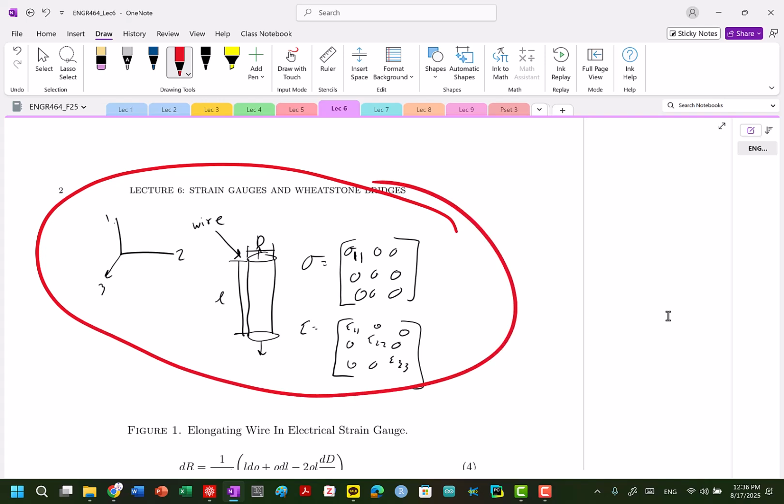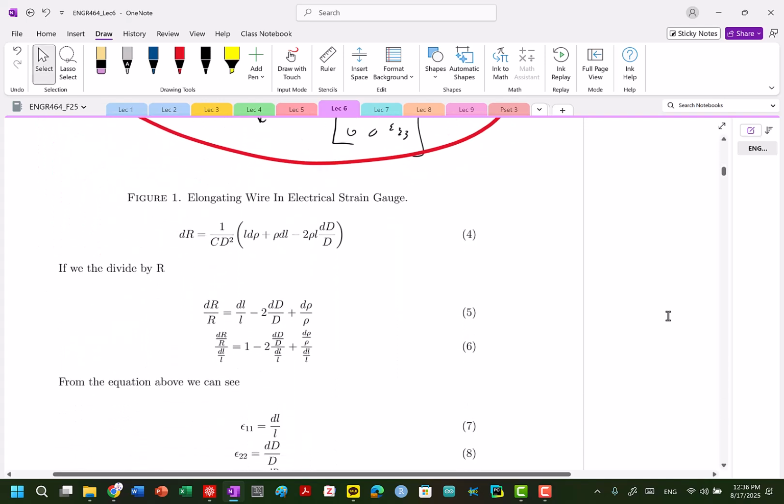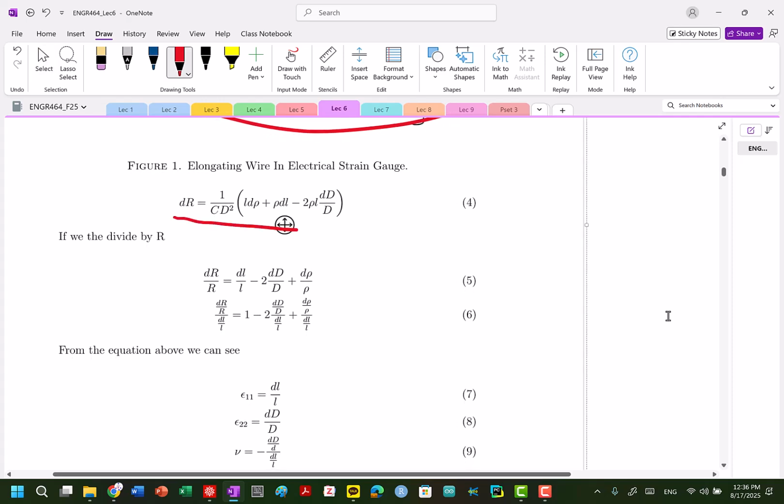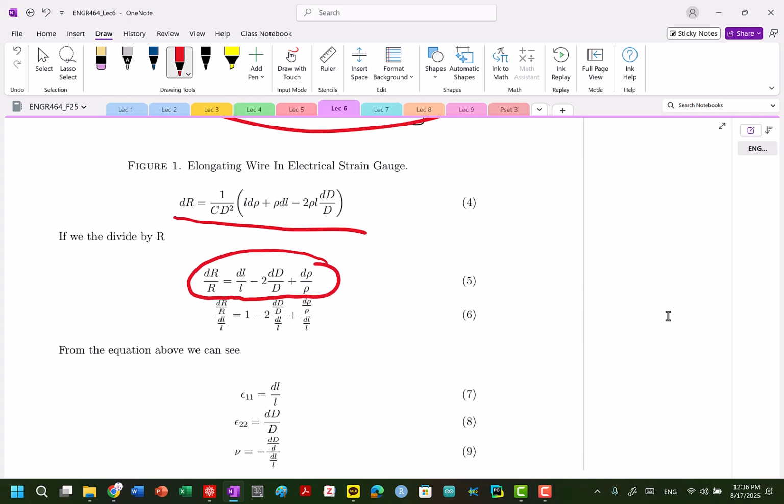This is the picture that we're looking at: we are pulling in that one direction. When you do those partial derivatives with the chain rule, you can divide out by R, and now you have a more meaningful expression: the change in resistance over the resistance, change in length over length, change in diameter over diameter, and change in rho over rho.